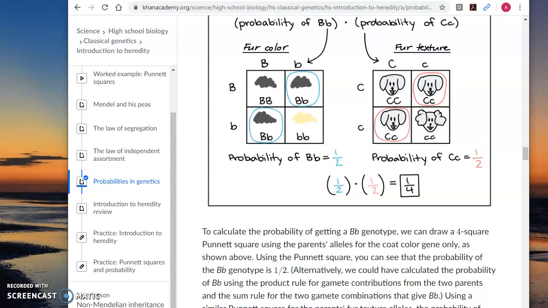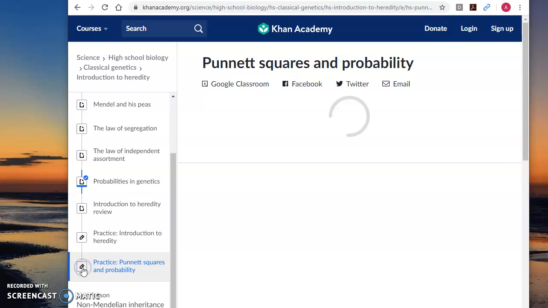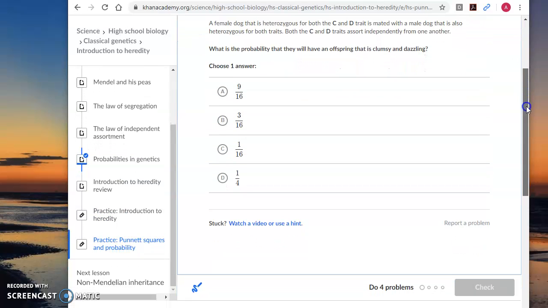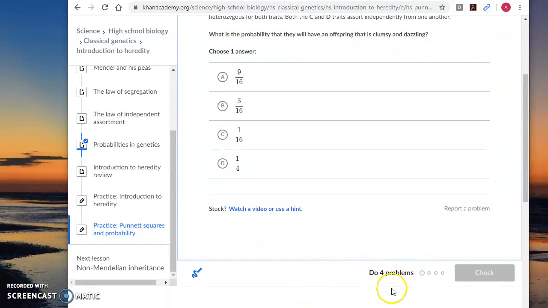If you also want to have a little bit more practice with these types of problems, down here is practice Punnett squares and probability. If you click on that, this will take you to a number of questions and you can choose your answers, and then you can check your answers at the bottom. And I think that there are 3 problems that you could try. And if you're confused, here's a video or a hint that will help you practice these things.